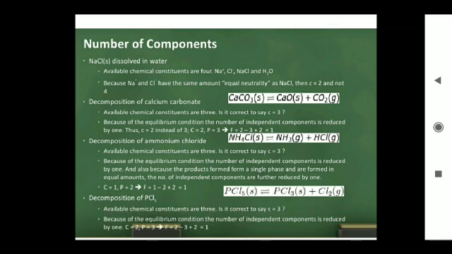Next one, decomposition of ammonium chloride, the number of components is 3. Is that correct? By observing the reaction, ammonium chloride is solid in state. By decomposition, it is converted into ammonia gas and HCl, hydrogen chloride gas. These gases are in equilibrium with each other. They have only one phase.